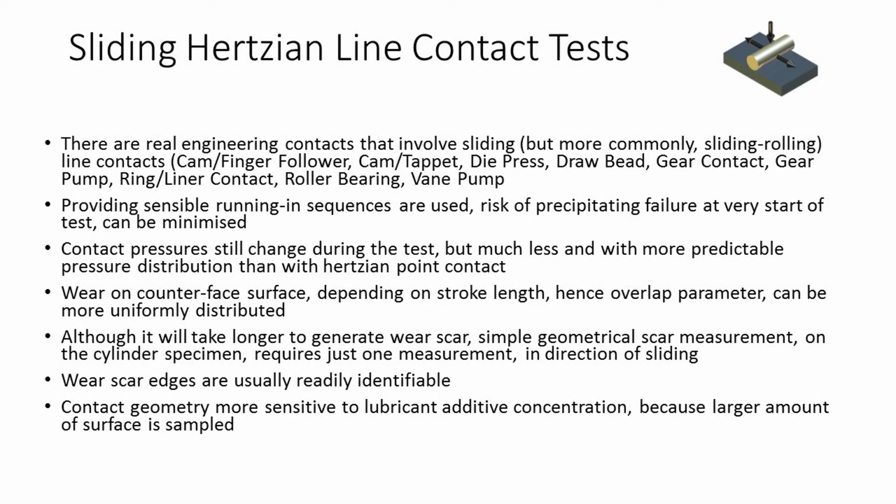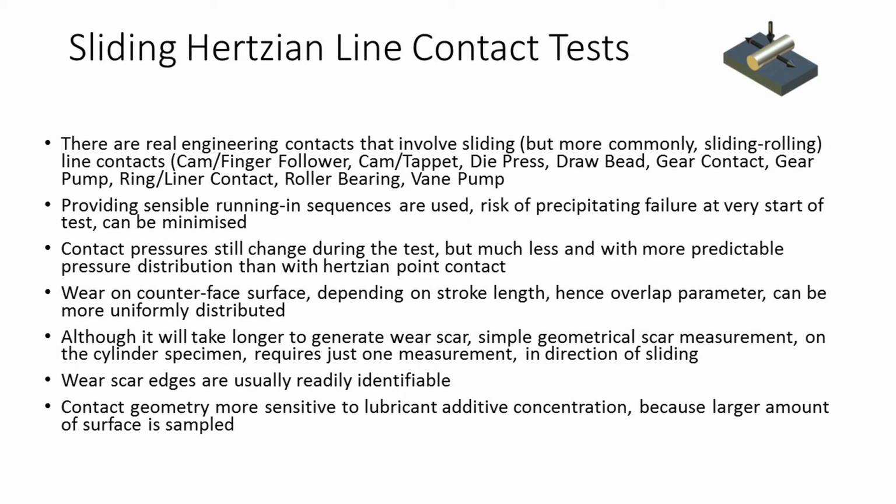So how does a sliding Hertzian line contact compare with a sliding Hertzian point contact? Firstly, there are real engineering contacts that involve sliding, but more commonly sliding rolling, line contacts. Providing sensible running in sequences are used, the risk of precipitating failure at the very start of the test can be minimized. Contact pressures still change during the test, but much less and with more predictable pressure distributions than with a point contact.